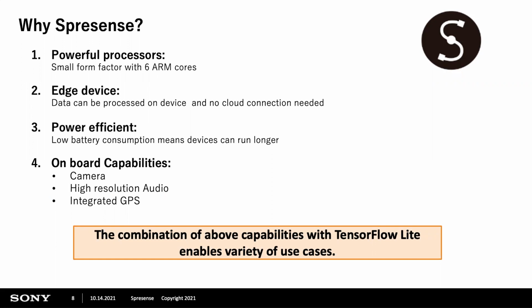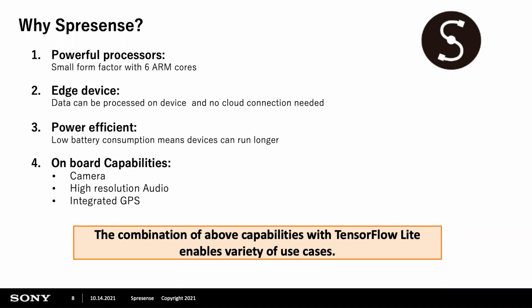Spresense has powerful processors. It has 6 ARM cores. And because of the 6 ARM cores, you can do a lot of edge computing. Edge computing means you don't need to send it to the cloud. So you're going to save some money, and at the same time, you can do all of your calculation and computation on the device. And also, Spresense is power efficient. What does that mean? It means that the device can run for longer.